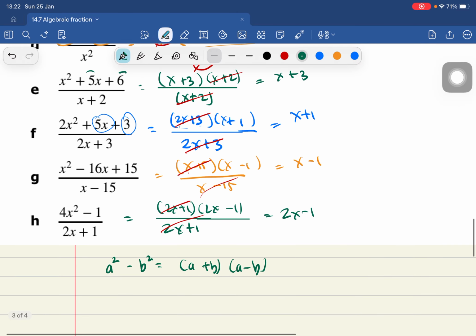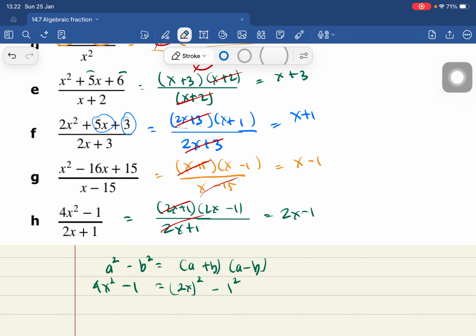Here's also the same case of h. So 4x squared minus 1. So let us write as 2x, make it square, and we minus 1 square. Okay, there it is. I'll continue later. Thank you.